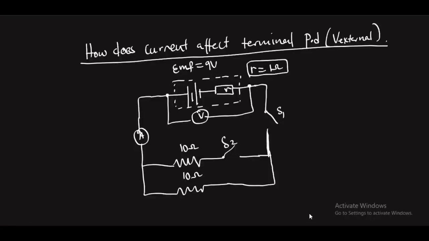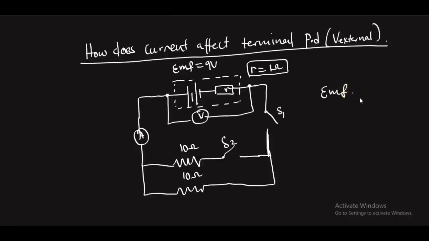In this video we are going to discuss how current affects the terminal potential difference. The terminal potential difference is just a potential difference that you can measure across the battery using the instrument, the voltmeter. You are aware that we have EMF and we have terminal potential difference. So now, what is the EMF?